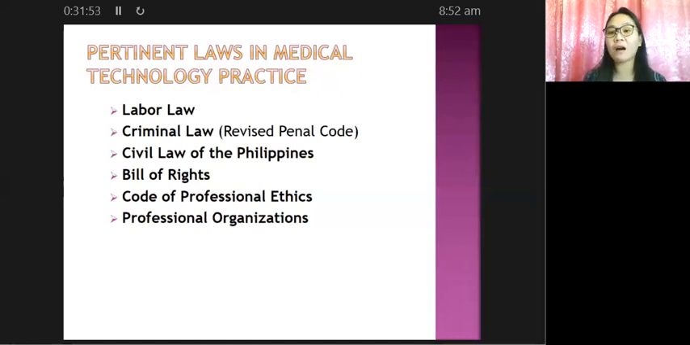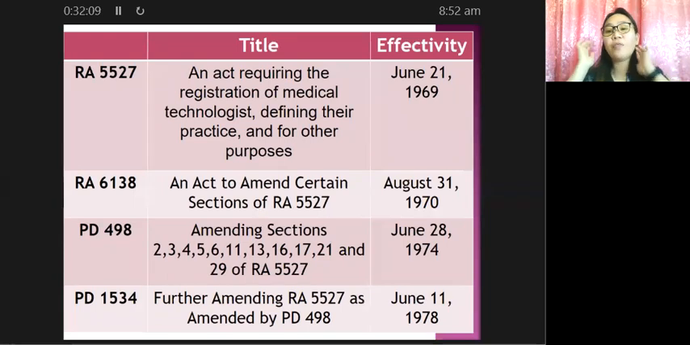All of these are pertinent laws or rules in relation to the practice of medical technology here in the Philippines. Let us also be familiar with the evolution of Republic Act 5527. Was it already amended? Were there sections that were repealed? And so on and so forth.